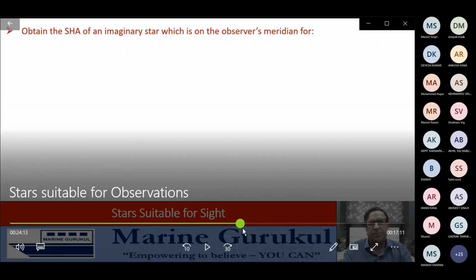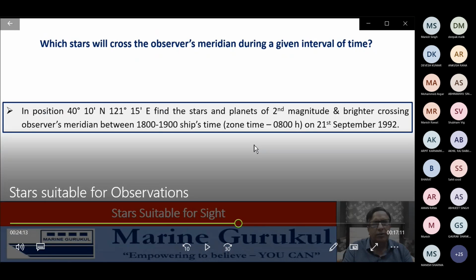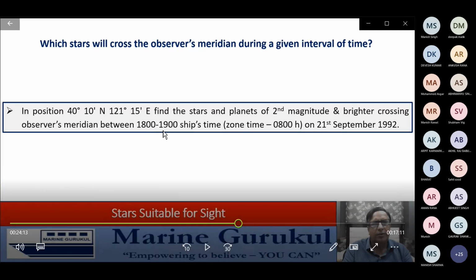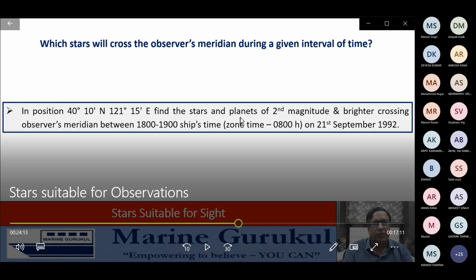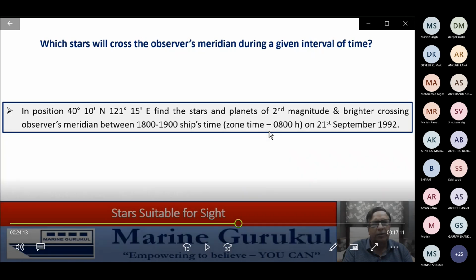Okay, beta. So this is the question which we have now. And in this question, they are asking us that between 1800 and 1900, find the stars and planets which have crossed the observer's meridian. The DR position is given to us, the date is given to us, the time zone is given to us. Because this is ship's time, we can convert it to GMT. So any doubt in the question, beta?